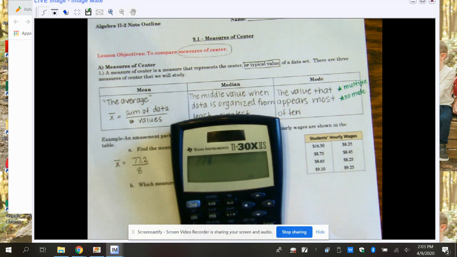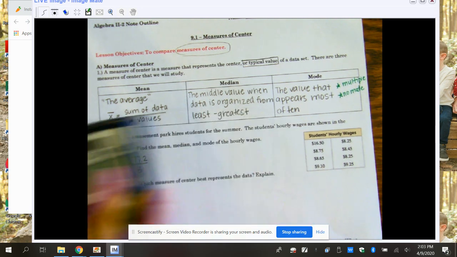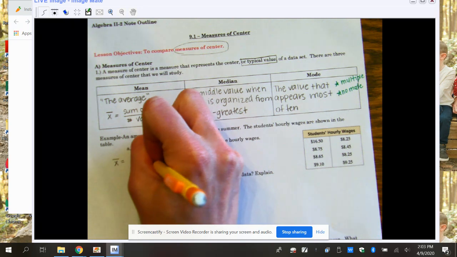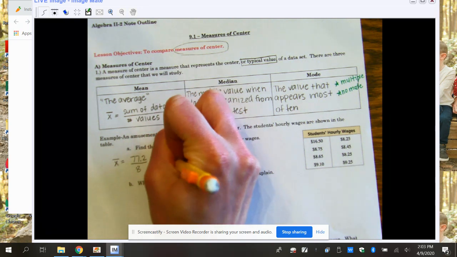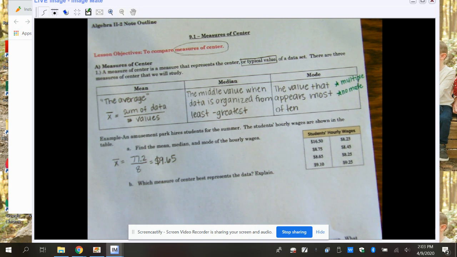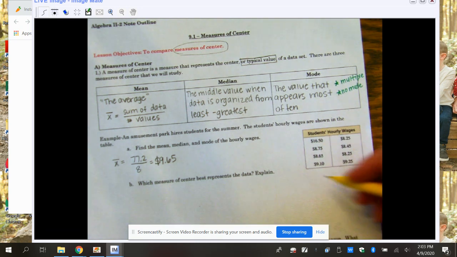When you take 77.2 and divide that by 8, you get 9.65. I'm going to put the dollar sign in front of that since we're looking at wages. That tells us that the mean, or the average wage, is $9.65 per hour. We'll talk about what that means in a second.